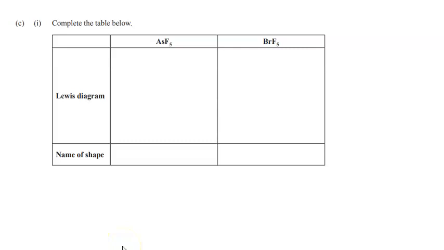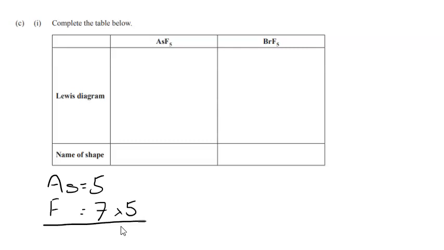So first of all we need to look at astatine, and we see that it's in group 15 of the periodic table, so that means it's got 5 electrons in its outer shell, and then fluorine has got 7, and we've got 5 of those fluorine atoms in the molecule, so it's going to be 7 times 5. So our total number of electrons is 35 plus 5, so we've got 40 electrons.